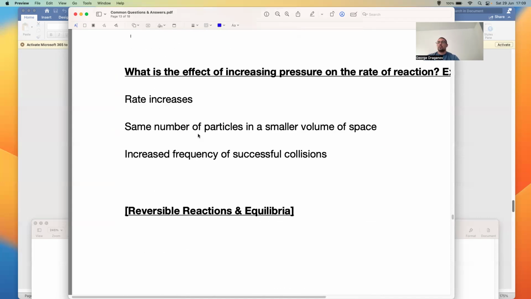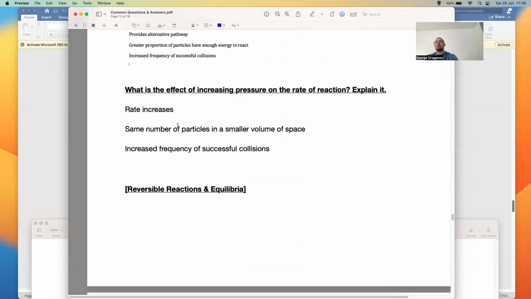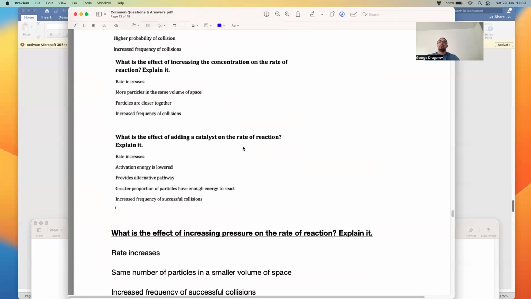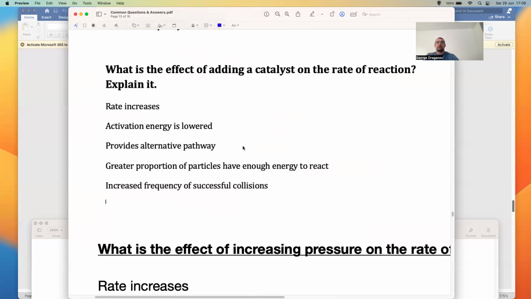Now for pressure, which was similar to concentration, the rate increases because we have the same particles in a smaller volume of space, they're closer together, and there's an increased frequency of successful collisions. And the last one that we just did was catalyst. So rate increases if a catalyst is used because the activation energy is lowered. There's an alternate pathway. And this is the extra kind of point. Greater proportion of particles have enough energy to react. So there's an increased frequency of successful collisions. Learn these really well by just covering them up and seeing if you can state it out loud and if you know all the points. That's the best way.